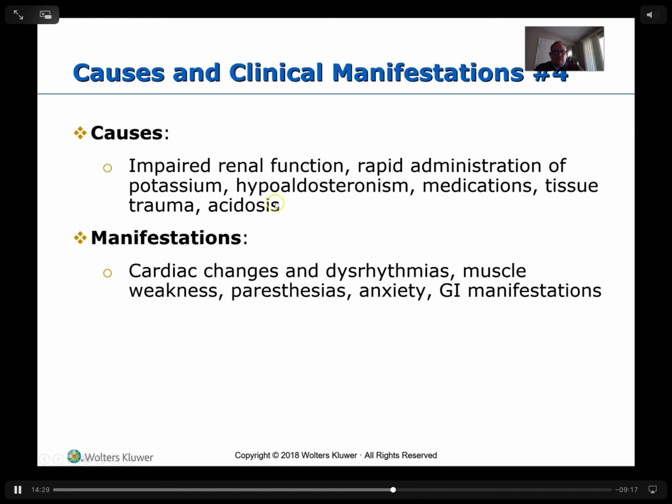Causes: impaired renal function. If your kidneys are not filtering it out, or you're not voiding properly, you're going to retain some of it. Rapid administration of potassium, so make sure you're giving your potassium slowly. And then tissue trauma, acidosis. Those things can all cause hyperkalemia. When I say potassium, you're watching for cardiac changes, dysrhythmias, muscle weakness, anxiety, and GI manifestations.